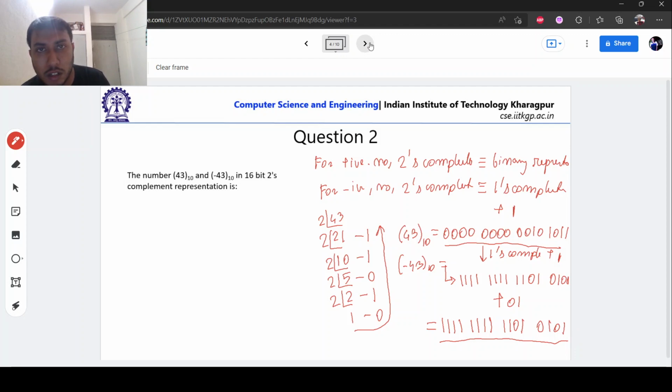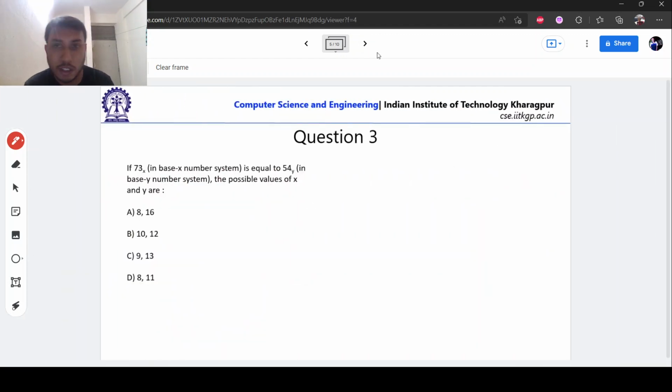So now let's go to the next question. The next question is: if 73 to the base x, that is in the x number base system, is equal to 54y in the base y number system, then the value of x and y are which of the following? The question is a little tricky, but let's understand what we mean by base.